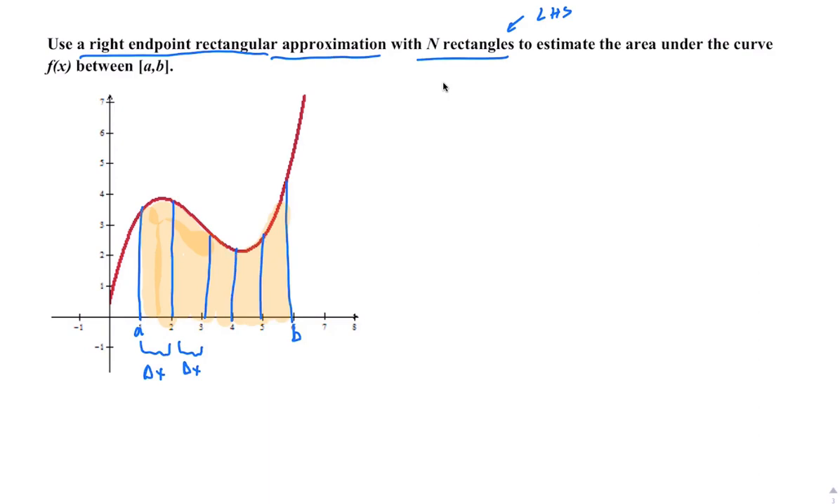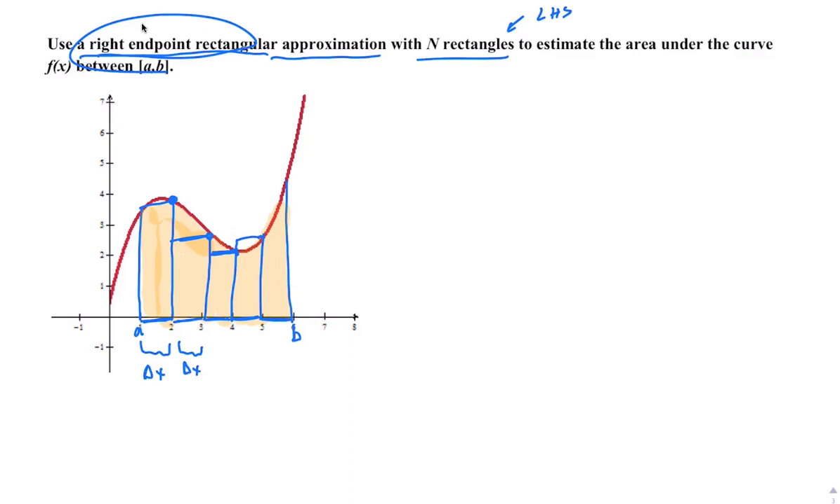Now, in this case, you notice how it says right endpoint. So since we're doing right endpoint, for a little rectangle right here, we're going to start on the right-hand side. So right there, and then go straight across. Same thing with this one: start on the right-hand side, go straight across. Same here.